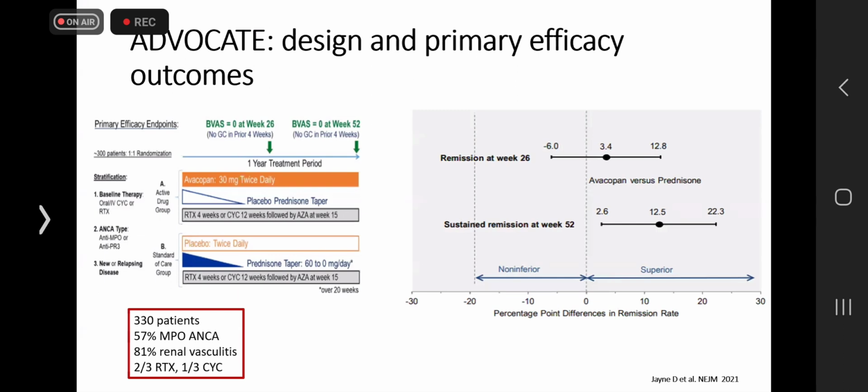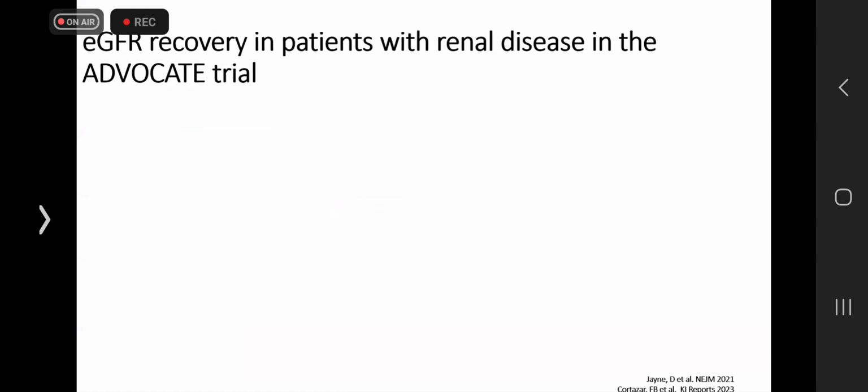They had 2 different primary outcomes: complete remission at week 26 and sustained remission at week 52. Now, complete remission was defined as a Birmingham Vasculitis Activity Score of 0 and no prednisone use in the preceding 4 weeks. The non-inferiority margin was 20. And what you see is at week 26, avocapan was non-inferior to steroids for remission induction, 72% in the avocapan arm and 70% in the glucocorticoid arm achieved remission. And at week 52, avocapan was superior to steroids for sustained remission. 66% of patients in the avocapan arm were in sustained remission compared to 55% in the steroid arm.